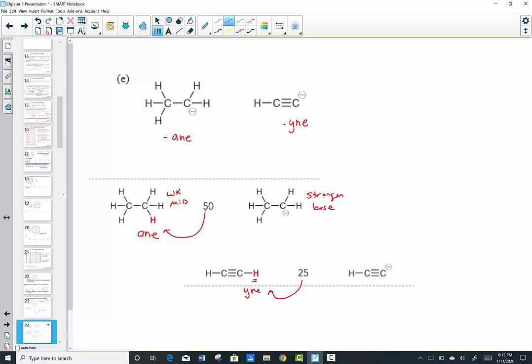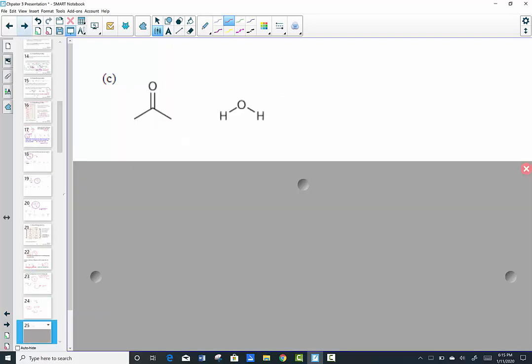This is a water molecule. Its conjugate acid is hydronium. The hydronium has a value of negative 1.74. So this is the weaker acid. Therefore, this is the stronger base.